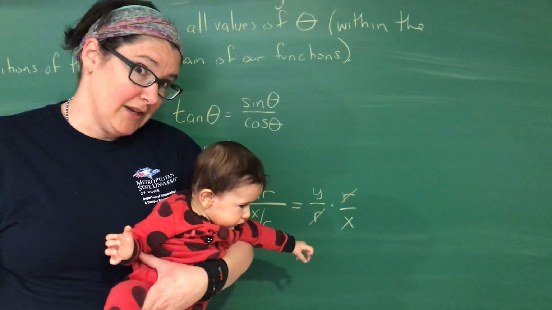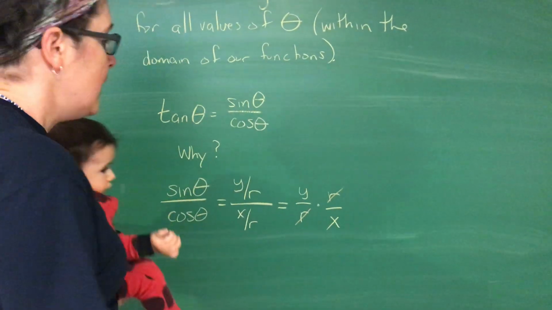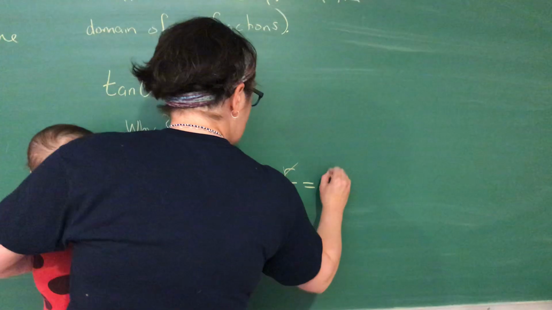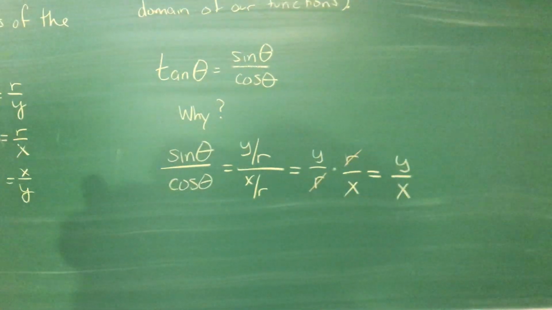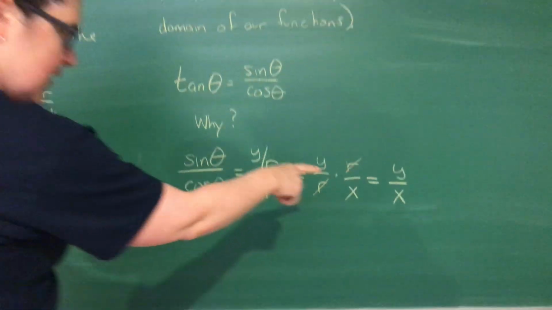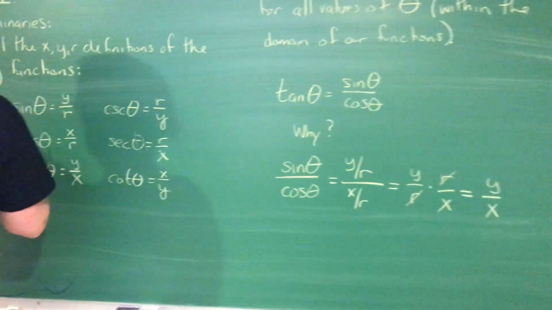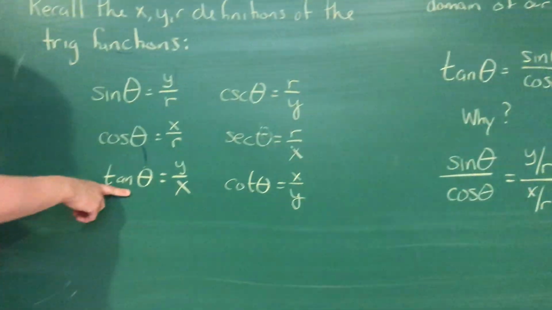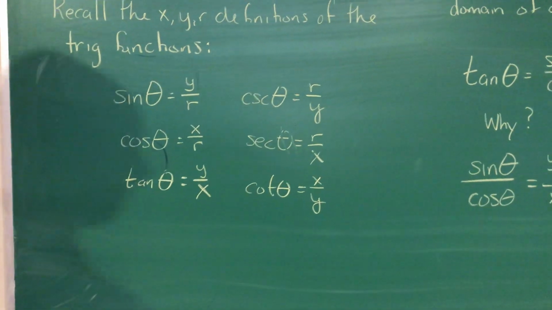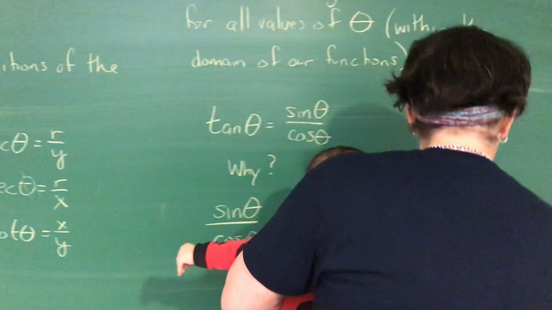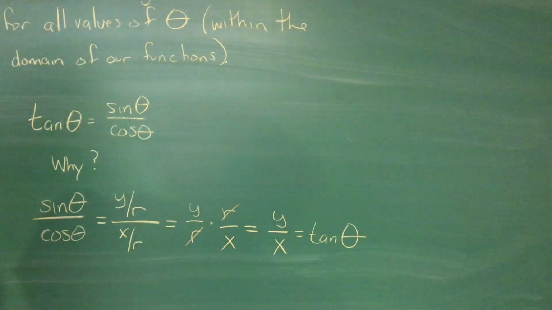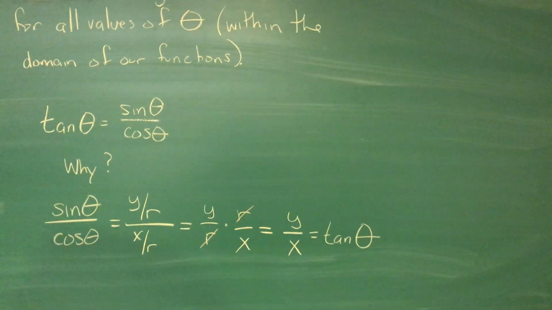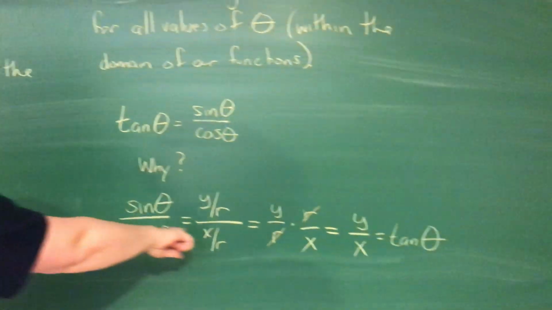She did not like that we canceled the r's. Sorry. Okay, so let's get rid of the r's, and we are left with y over x. And if I look at y over x, I look back over here, and what I notice is that y over x, that's the same thing as tangent of theta. So y over x is equal to tangent of theta.